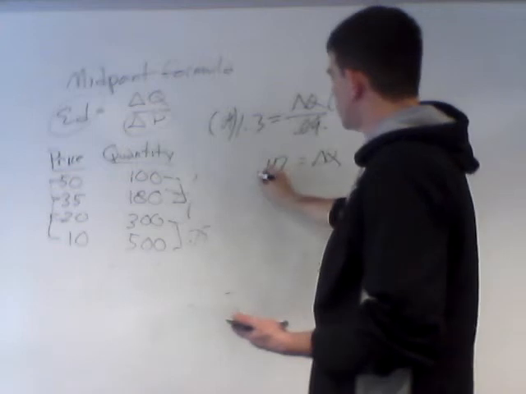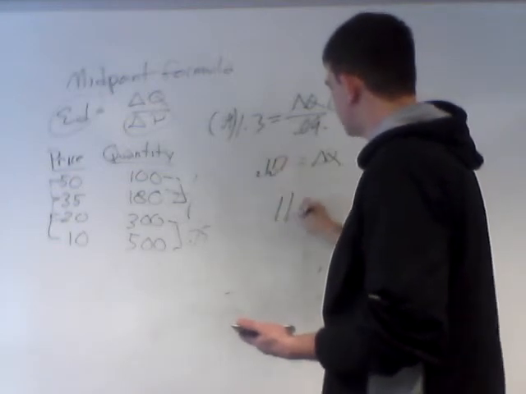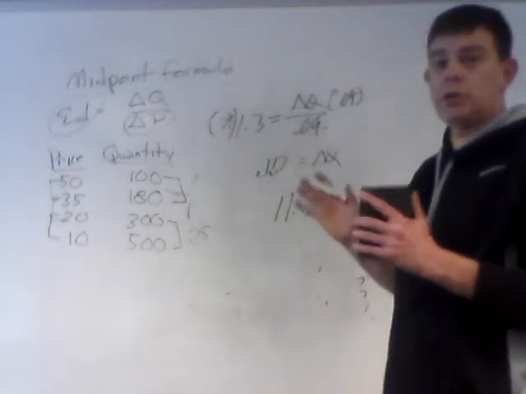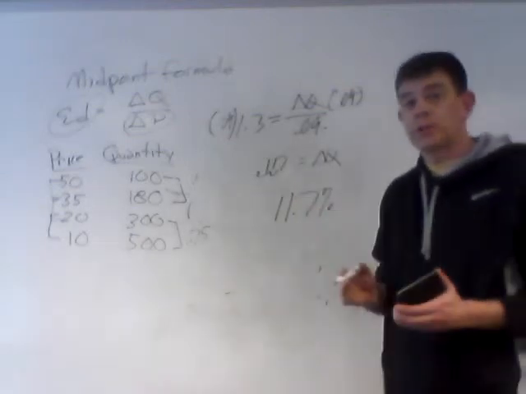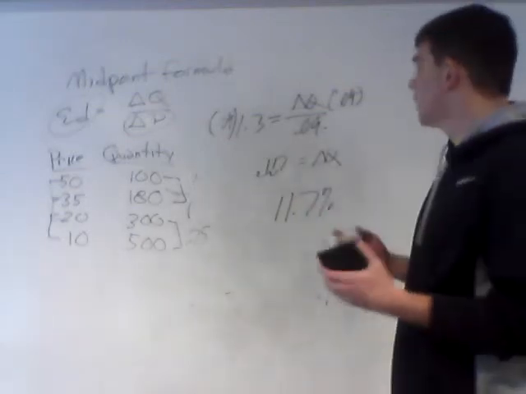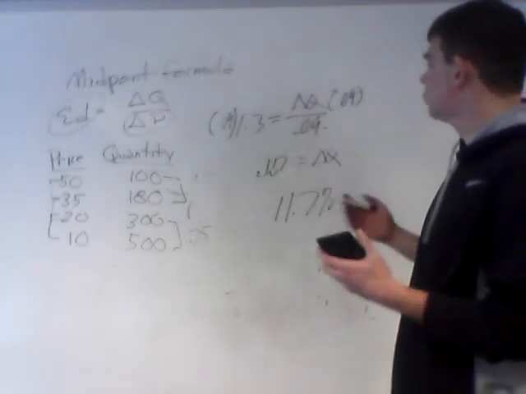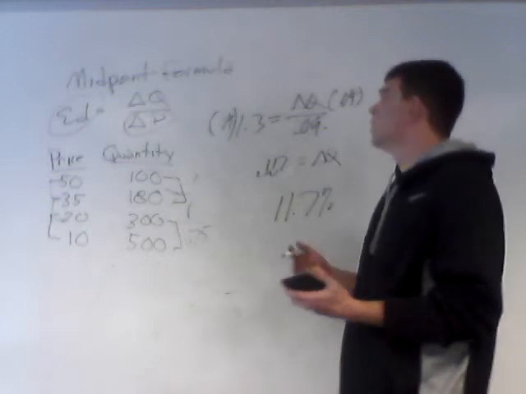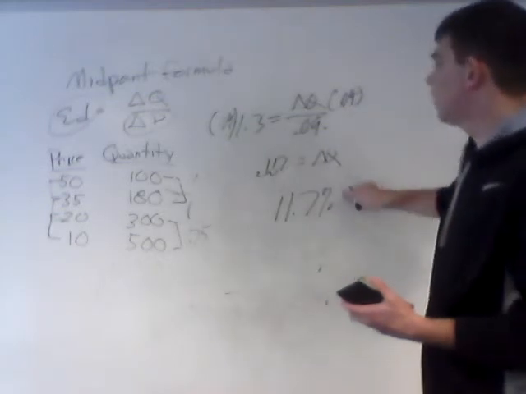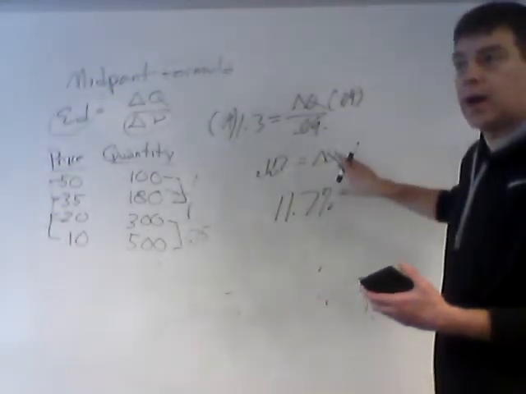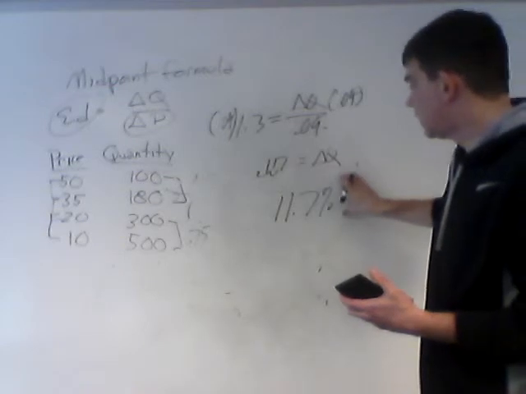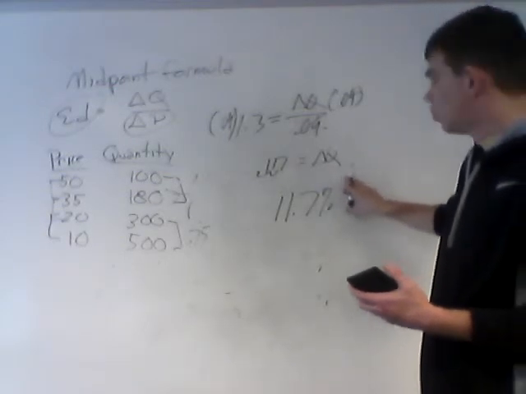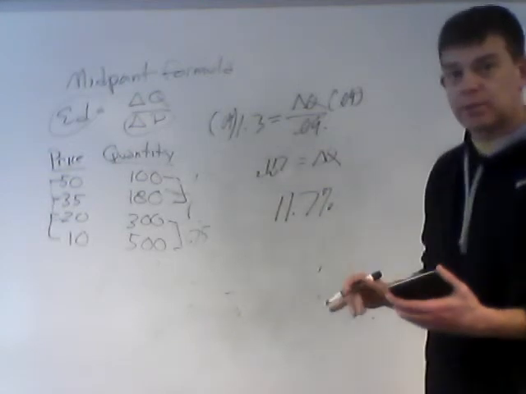And then to make it a percentage, I simply move it two decimal places. So, if you were a business owner, and you knew the elasticity of demand in a particular price range, and you said, hey, I want to increase prices or decrease prices. If I want to increase prices by 9%, I'm going to tell you right now, the quantity demanded will change by a corresponding 11.7%.